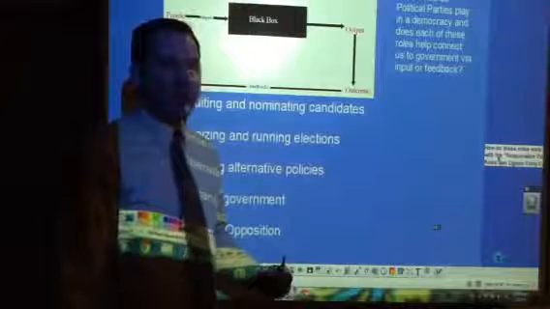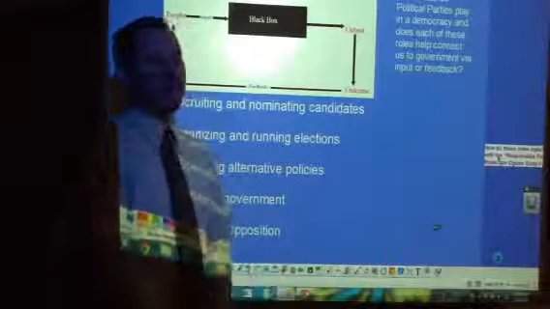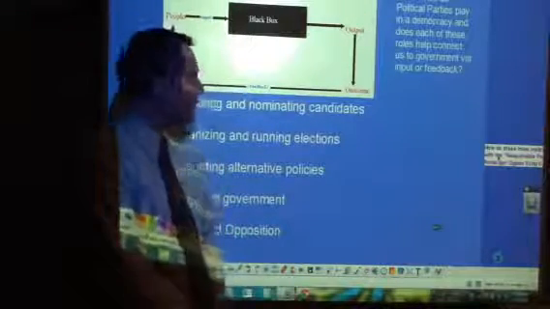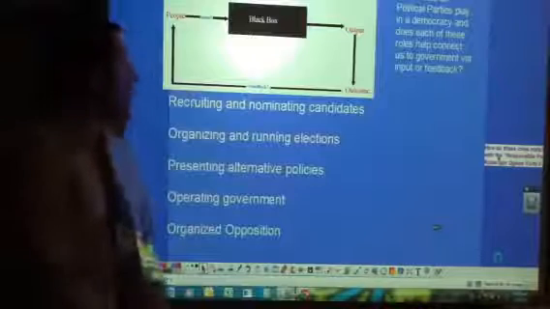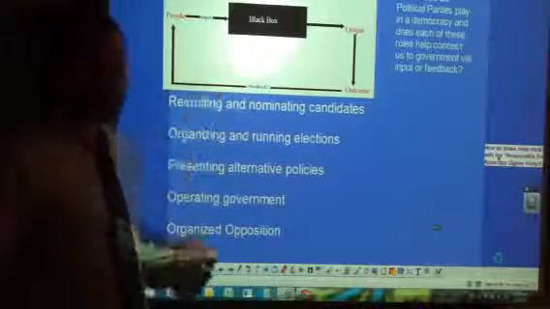Okay, roles of political parties. For those of you who are clamoring for more at-home videos, today is your day. So we are still talking in the black box model about the methods that people are connected to the government.